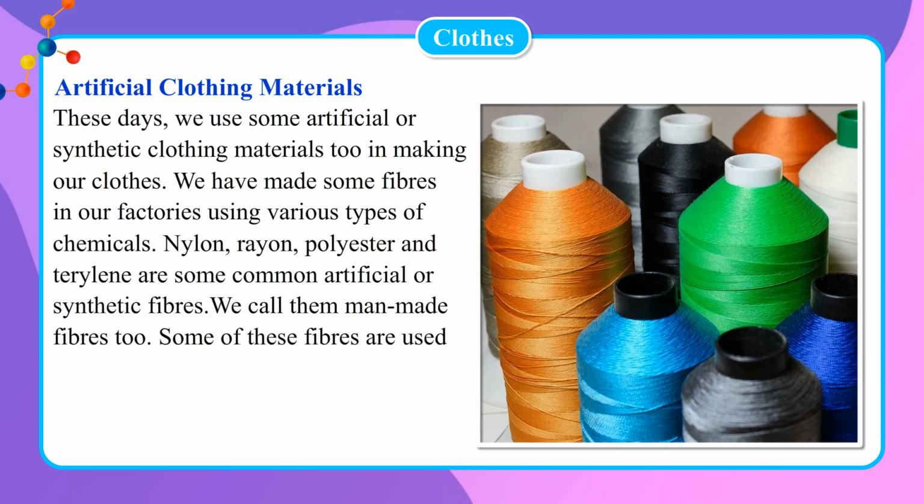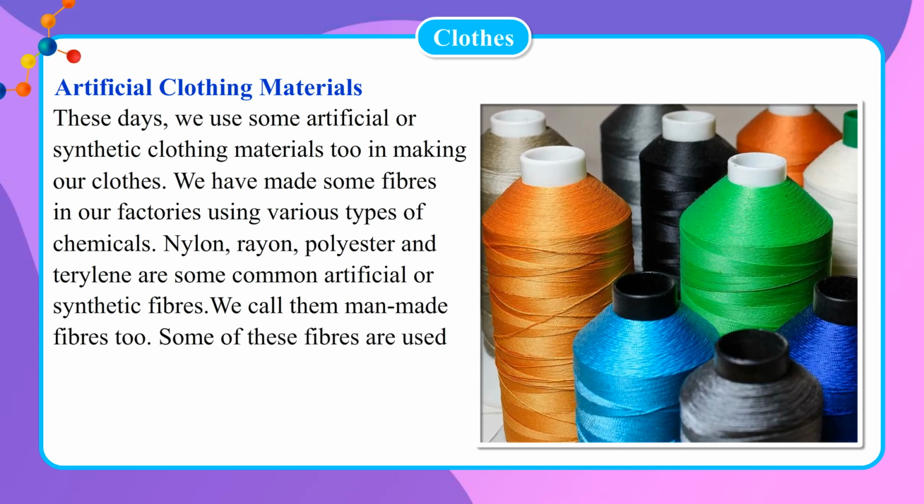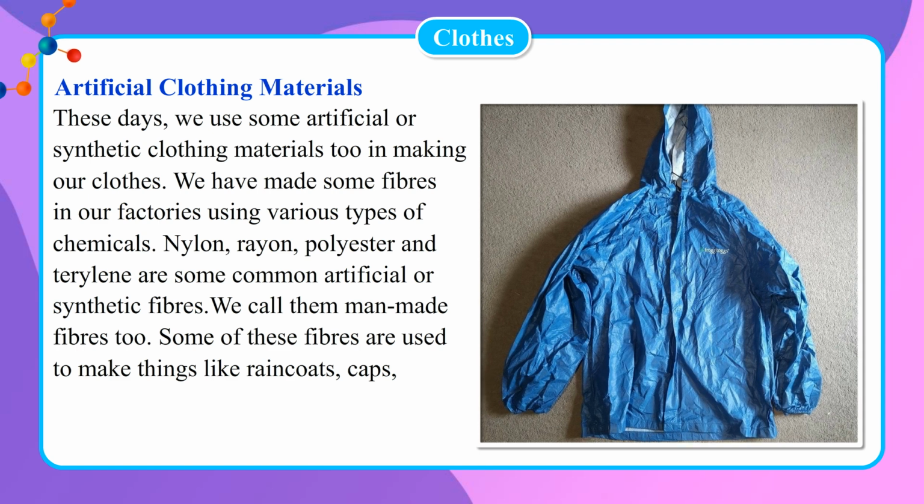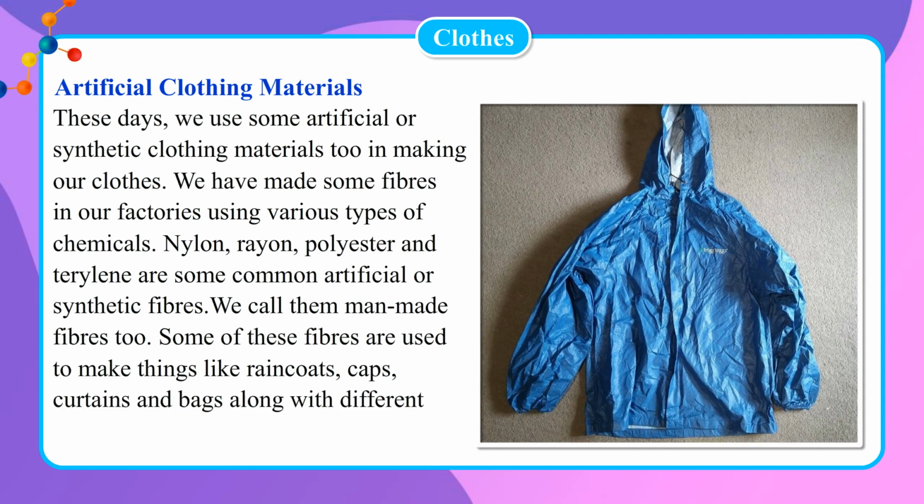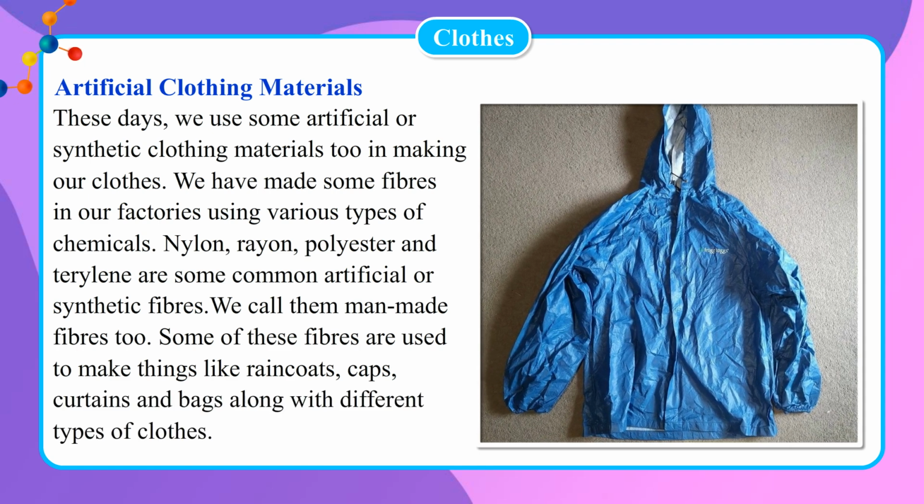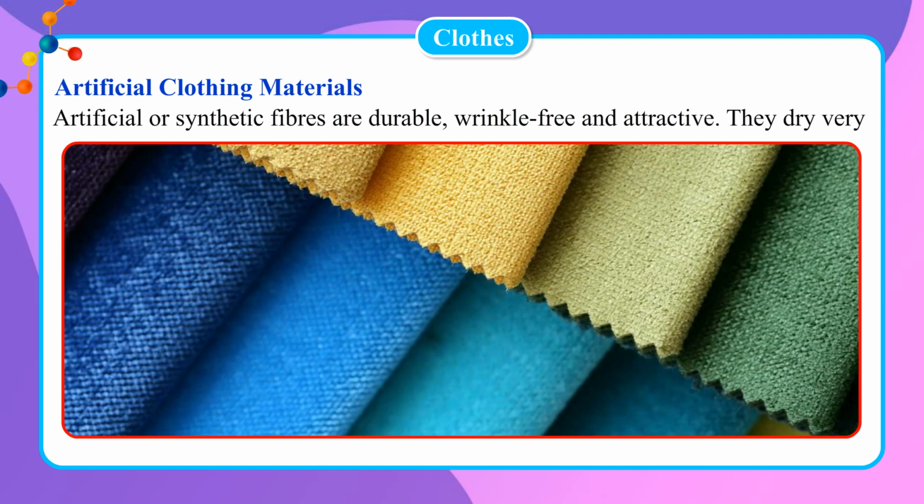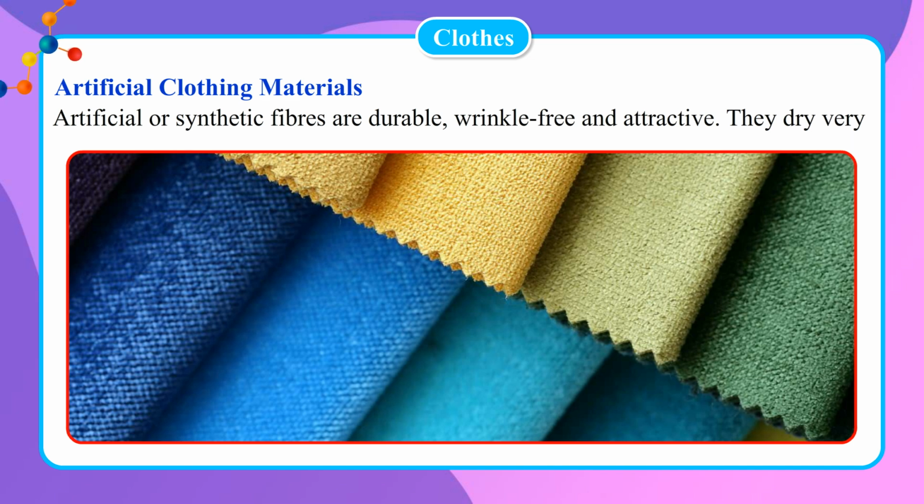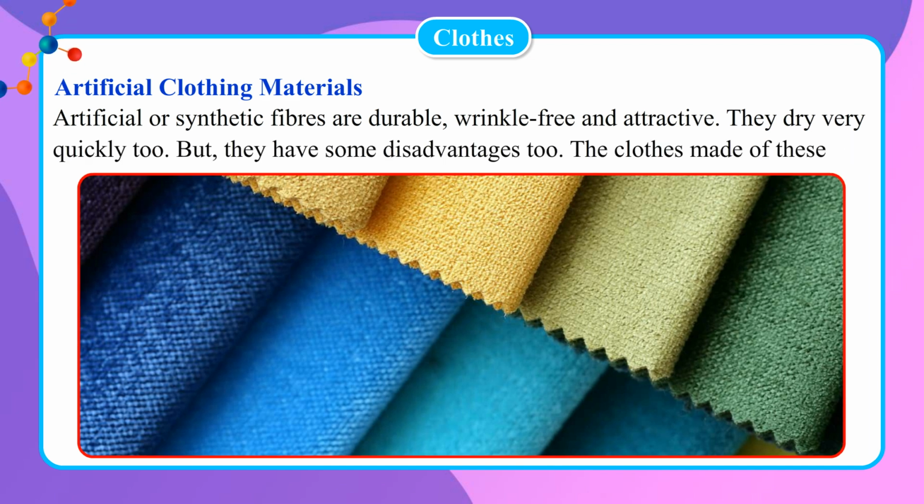We call them man-made fibers too. Some of these fibers are used to make things like raincoats, caps, curtains and bags along with different types of clothes. Artificial or synthetic fibers are durable, wrinkle-free and attractive. They dry very quickly too. But they have some disadvantages too.